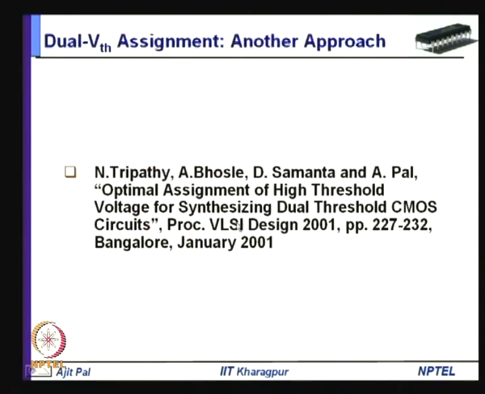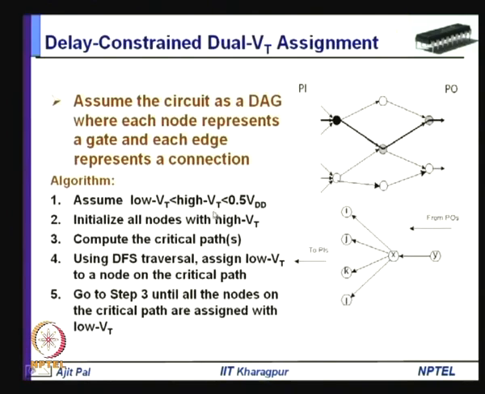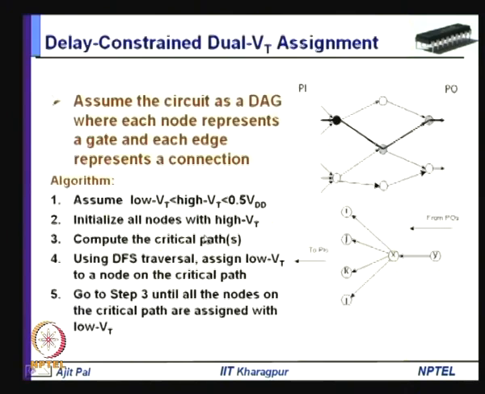So, earlier in the previous algorithm we have seen initially all the nodes are assigned with low VT, but here what is being done, all the gates are assigned with high VTH. So, initially all the gates are assigned high VTH, then we are computing the critical path, and then using depth first search. Earlier they have used breadth first search, that means simultaneously all paths are selected, but here it is depth first search traversal and assign low VT to a node on the critical path.